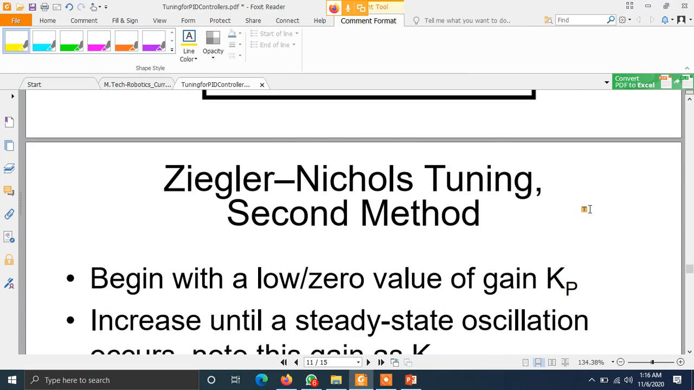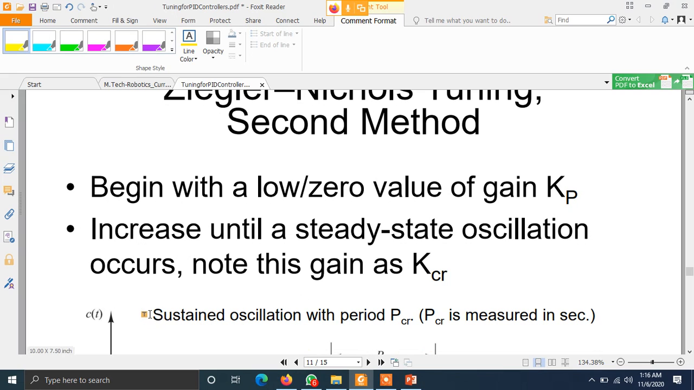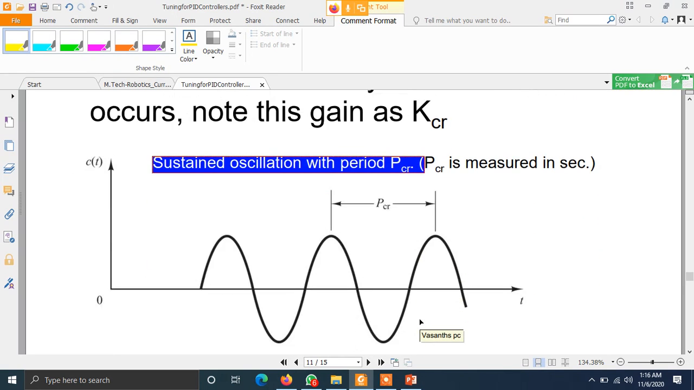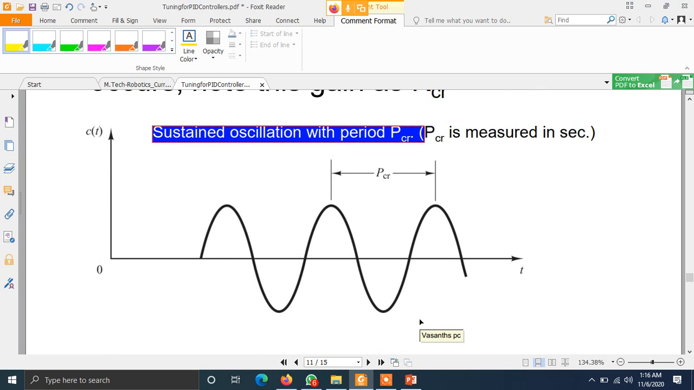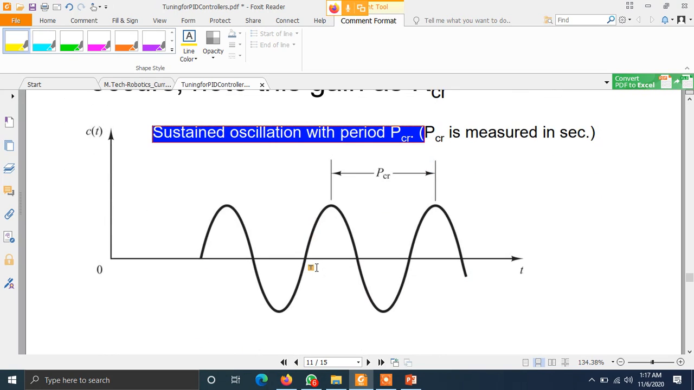Since we have started with Kp, there will be a sustained amount of oscillation. The system will be oscillating to and fro, which means your output will not be stable. You have to measure the period, meaning the time period of these oscillations. So the oscillations would be something like this.